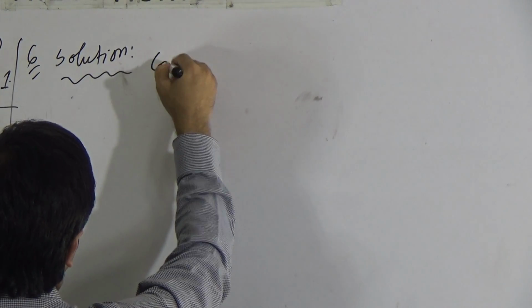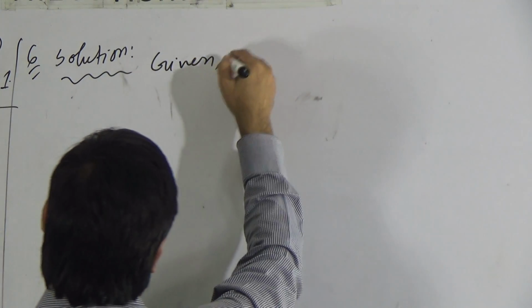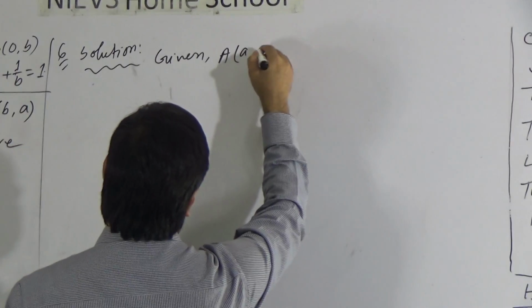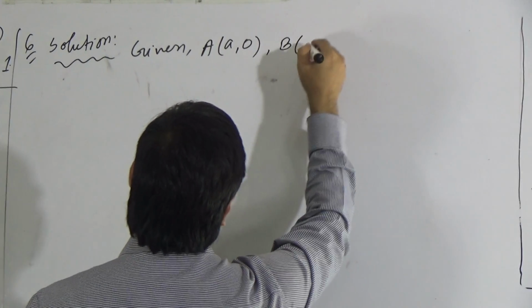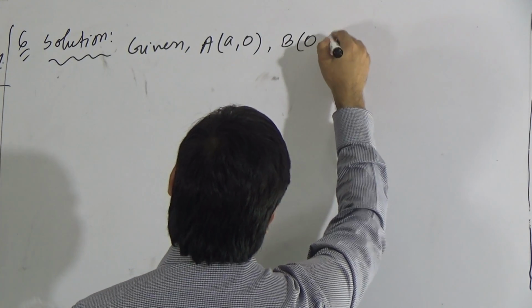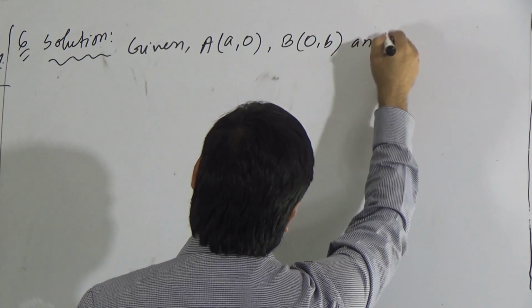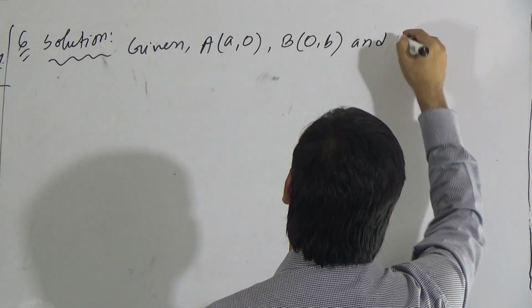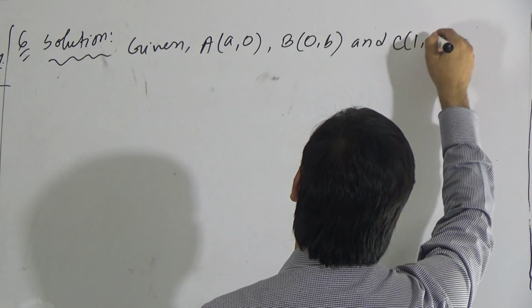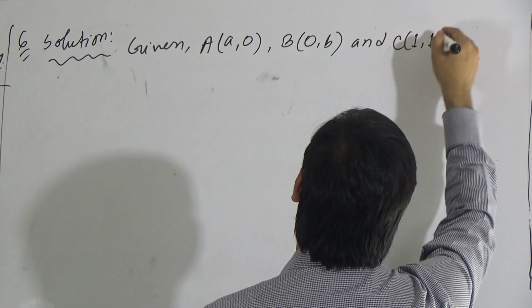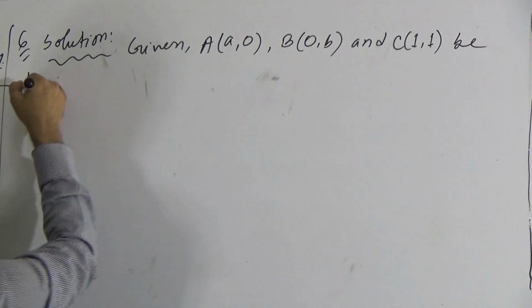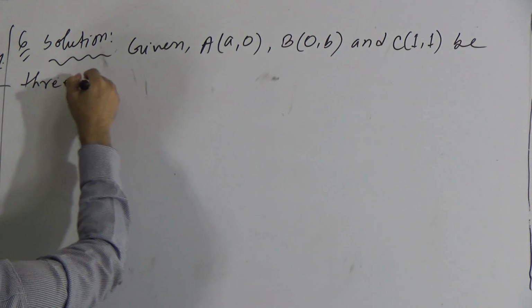Given A(a, 0), B(0, b) and C(1, 1), 3 points.